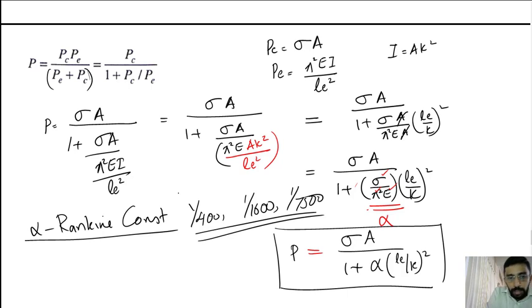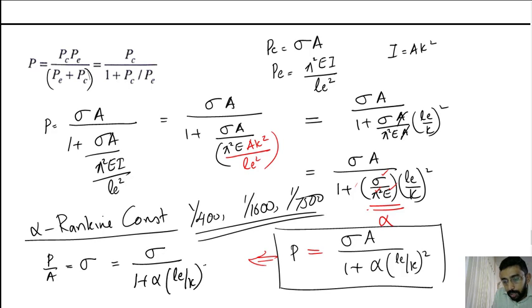Now there is another form of rewriting this equation. It can also be written as P by A equal to sigma divided by 1 plus alpha into Le by K the whole square. So please don't get confused with these two sigma values. They are not the same. This is actually the ultimate value and this is the one which is developed. That has to be distinguished clearly.